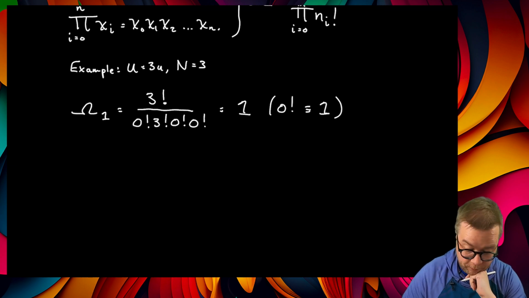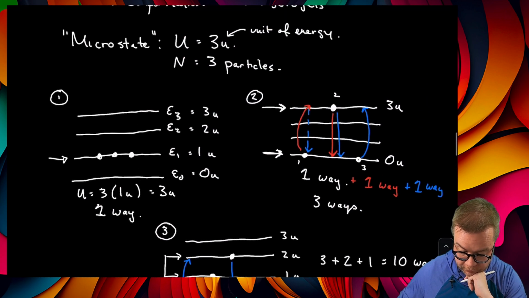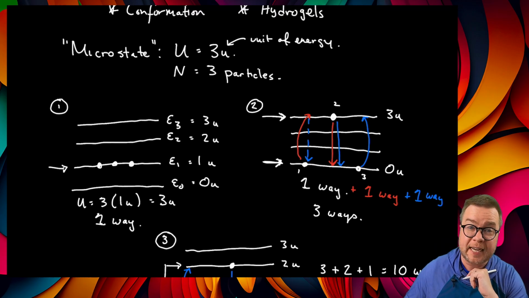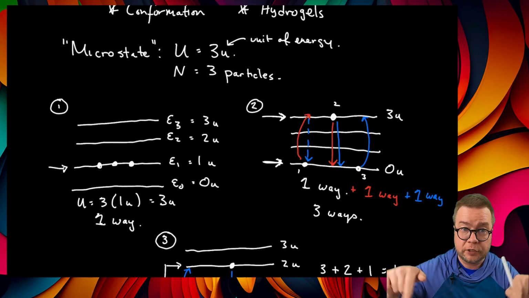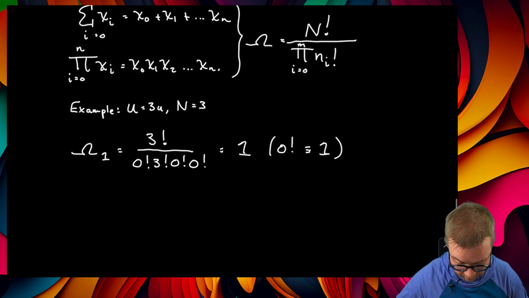Okay, how many microstates are associated with the second arrangement, with the second scheme of putting them in there, where I've got 1 particle in the top energy level and 2 in the bottom one? Well, I can work that out too.